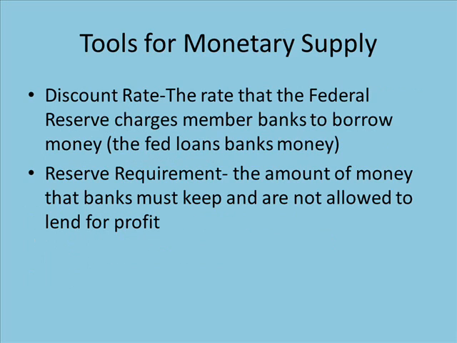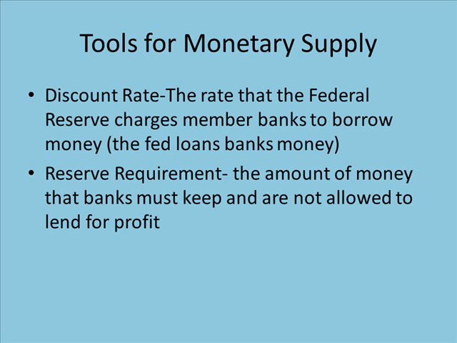Now, the discount rate is the rate in which the Federal Reserve is going to charge a member bank to borrow money. Remember, when banks need money, they turn to the Federal Reserve to borrow money from, just like a citizen or a consumer would turn to their commercial bank to borrow money when they need it.